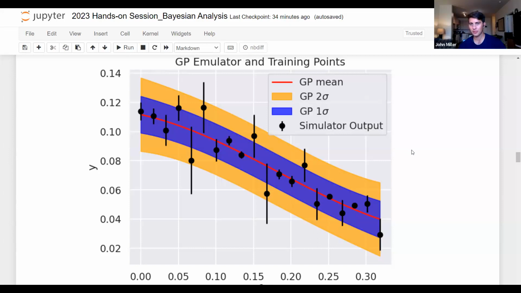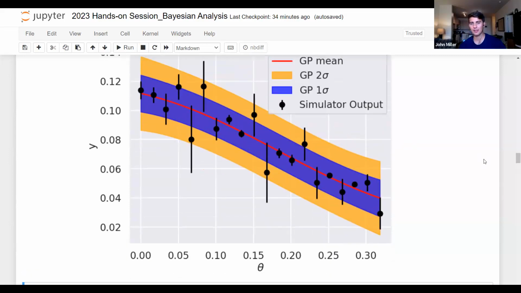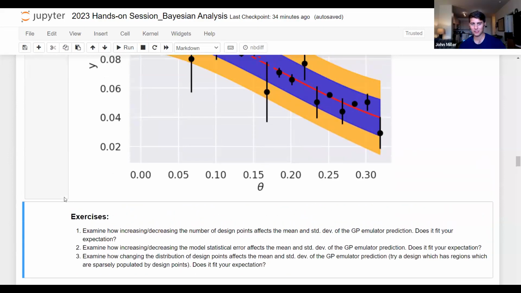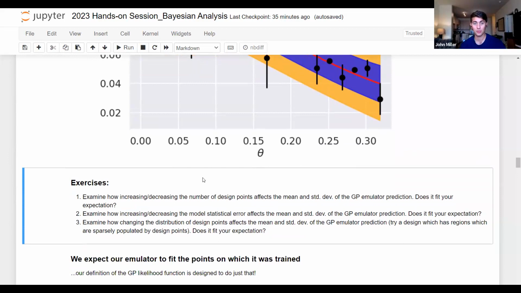Again, I would encourage everyone to come back to the portions of this notebook where it says exercises. I think it can be really useful for building intuition to go through these things and see how changing things will change our results. So that's probably a good thing to go through and do. But let's get back into it.